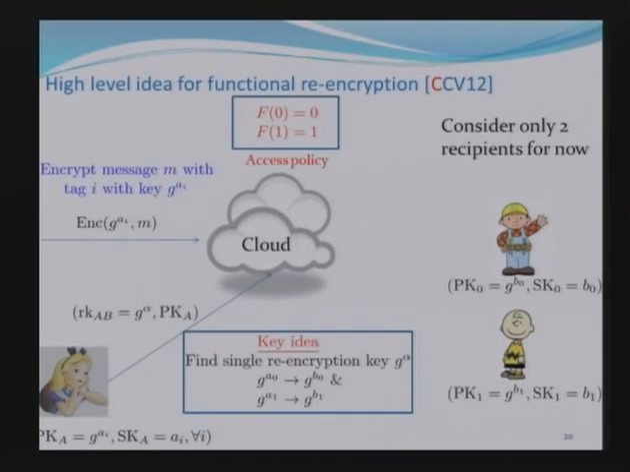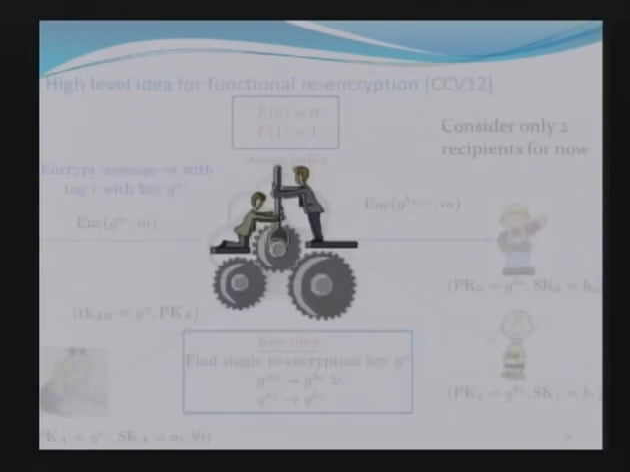Okay, so the re-encryption key is simply g to the alpha that's given by Alice to the cloud. Okay, and out comes an encryption of the message under the appropriate public key. A significant amount of work needs to be done in order to make this scheme secure. The scheme, as I presented it over here, is not secure, but this is one idea that goes into constructing these kinds of systems.